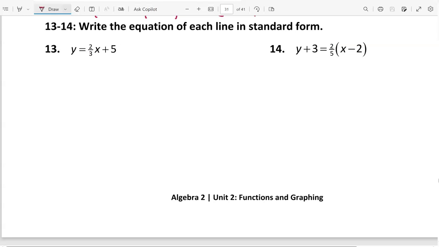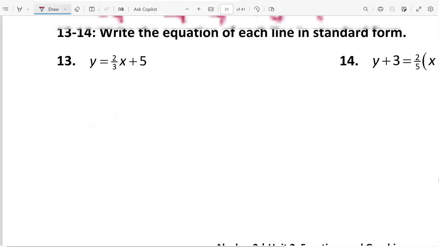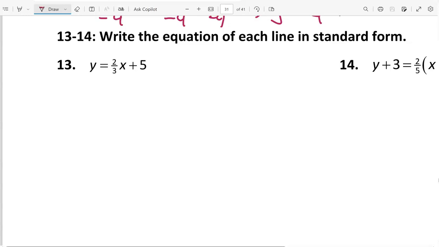For 13 through 14, we're asked to write the equation of the line in standard form. We already have an equation, but the first one in 13 is in y equals mx plus b, or slope-intercept form. In order to move it into standard form, we have to first address fractions. There are no fractional coefficients in standard form, so I'll multiply every term in the equation by 3.